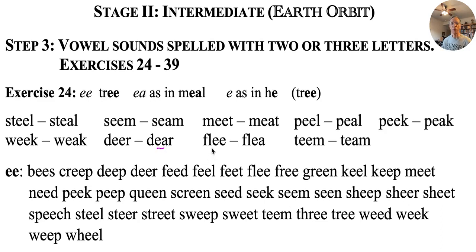Then we have flee and flea. The first one is to flee. They fled from the enemies. They ran away. The second one is a flea, like a flea that you have on your dog. And the last pair is teem, team. The first one is the rivers teem with fish. There's a lot of fish in the river. And the second one, team, you can play on my basketball team.